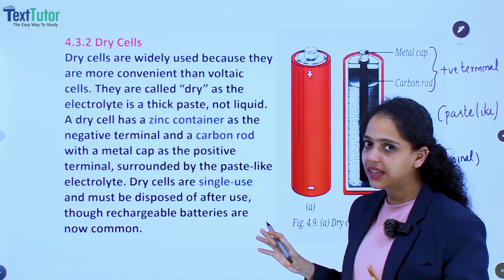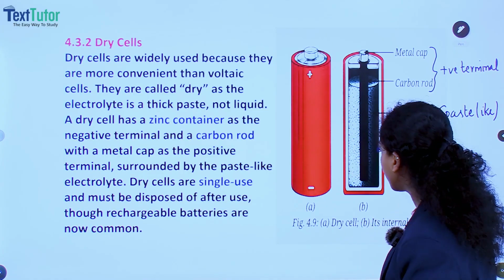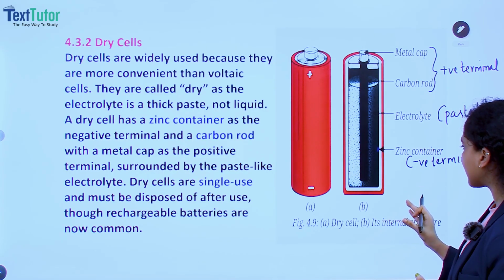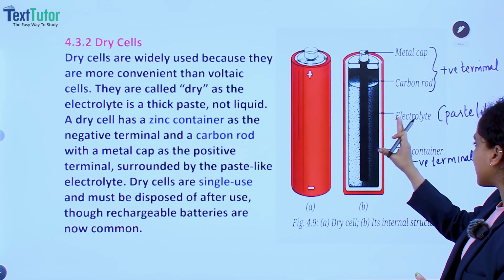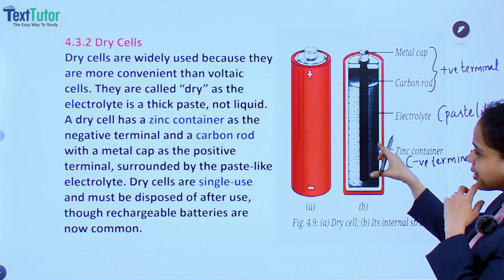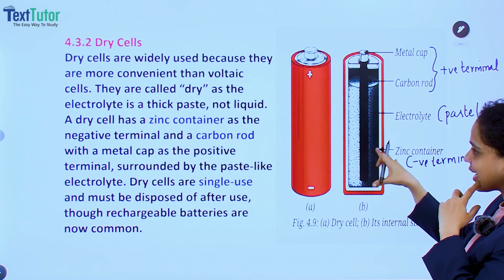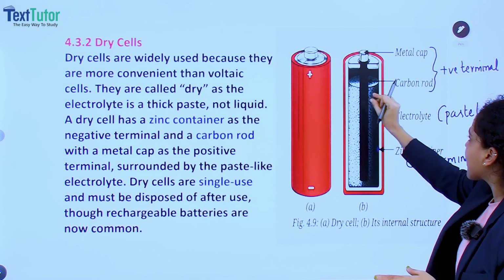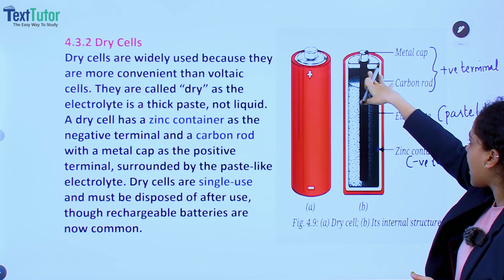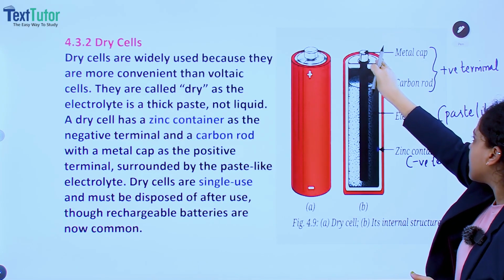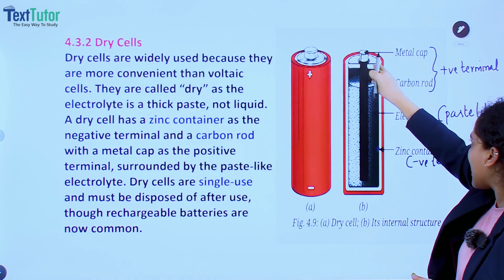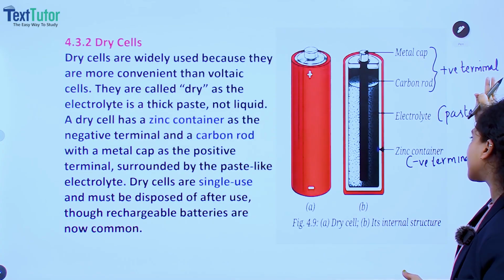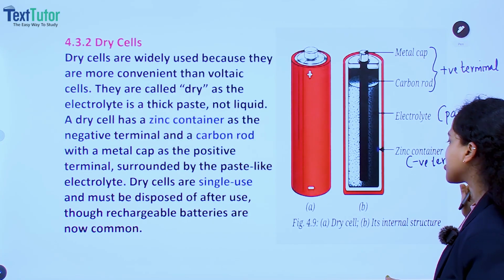You should not throw it away anywhere. Remember, it should be disposed of carefully. This arrangement contains a zinc container, which is the negative terminal. Then the electrolyte is a thick paste, not liquid. So it is called a dry cell. It contains a carbon rod, and at its top it has a metallic cap. The metal cap and carbon rod together are the positive terminal. Okay, this is the arrangement of the dry cell.